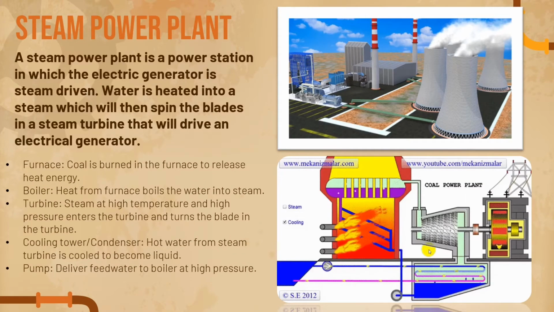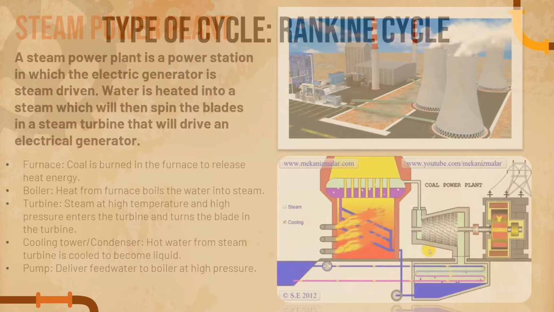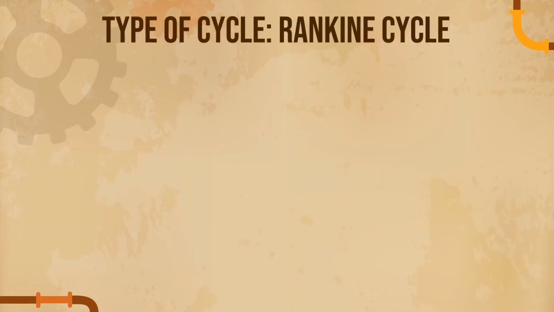How do steam power plants work? A steam power plant is a power station in which the electric generator is steam-driven. Water is heated, turns into steam and spins a steam turbine, which drives an electrical generator. The type of cycle is the Rankine cycle.